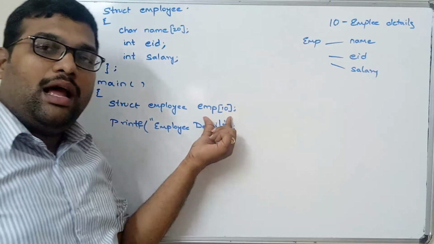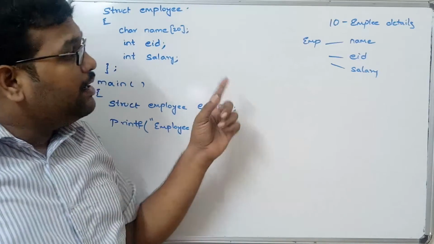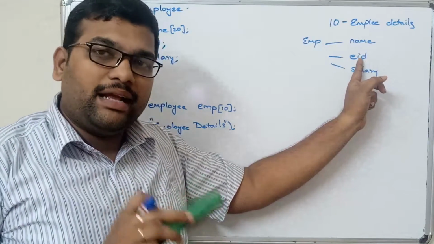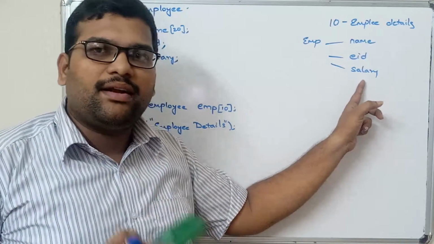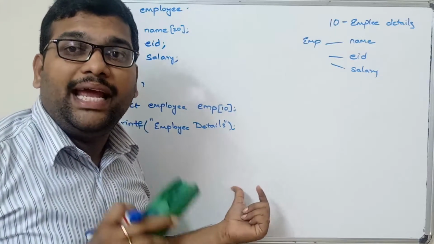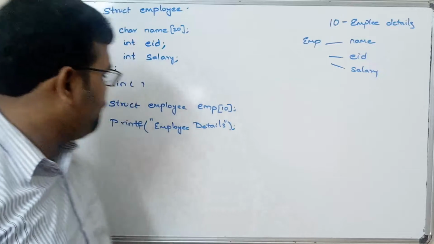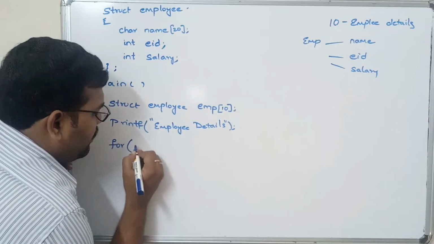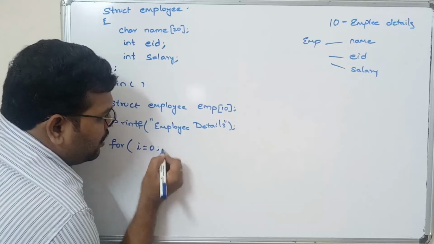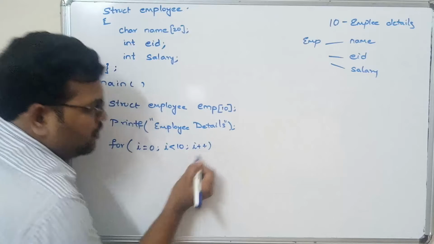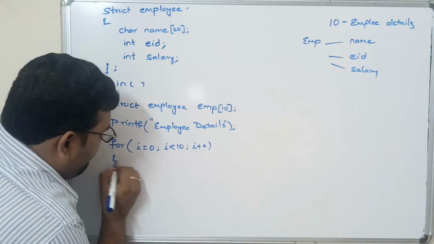So here I have to read the name for 10 employees, ID for 10 employees, salary for 10 employees. So for this purpose I have to use the iterative statements. So for iterative statements I have to write for I is equal to 0, I less than 10, I plus plus. So from 0 to 9.